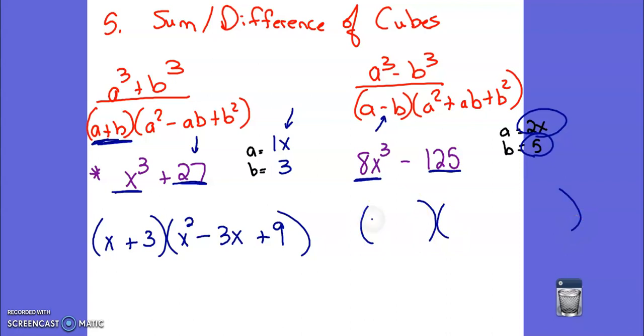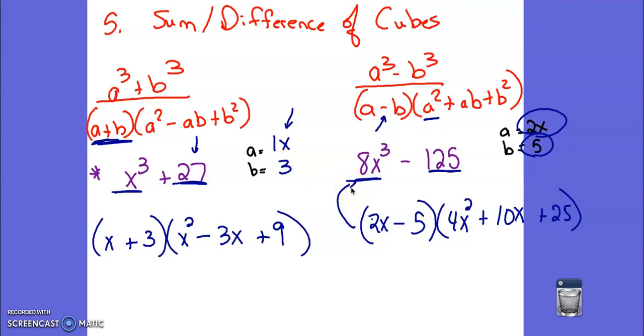So this literally would be a is 2x, minus the b, which is 5, then a squared, so this would be 4x squared, plus a times b, which would be 10x, and then plus b squared, 25. And again, if you multiply that out, you would see that it's the original problem multiplied out.